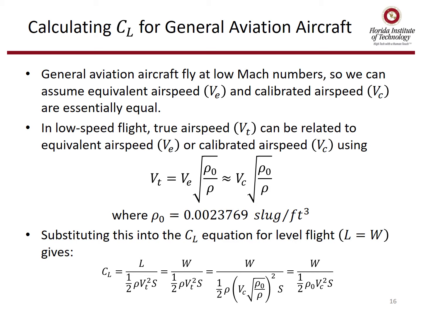So since equivalent airspeed and calibrated airspeed are about the same for low flying general aviation aircraft, we can replace true airspeed with calibrated airspeed times the square root of the density ratio.